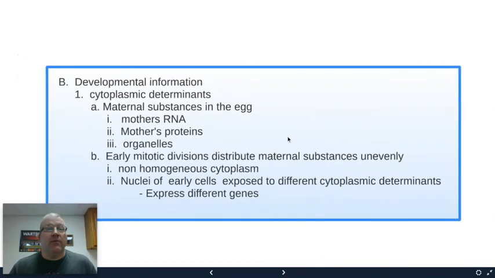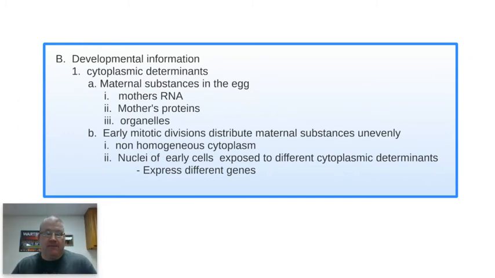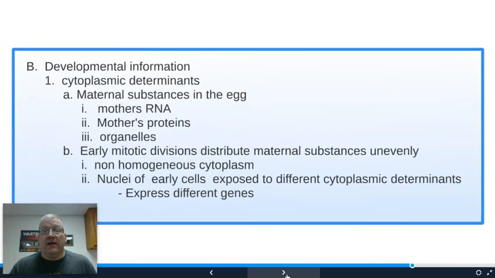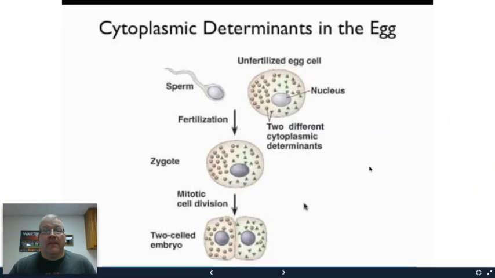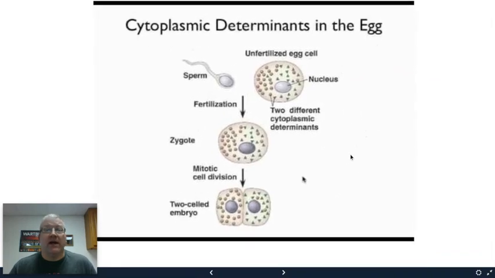And so what we end up with is what are referred to as cytoplasmic determinants. A lot of these substances are in the egg as it's fertilized, heavily dependent on the mother's RNA, the mother's cytoplasm, and will begin to move based on the embryological divisions from there. So here we have cytoplasmic determinants in the mother's egg cell.